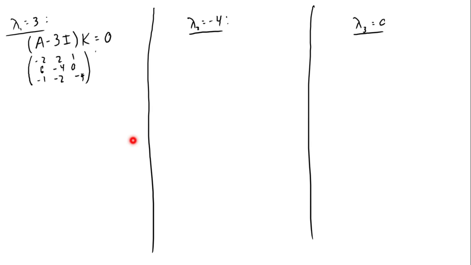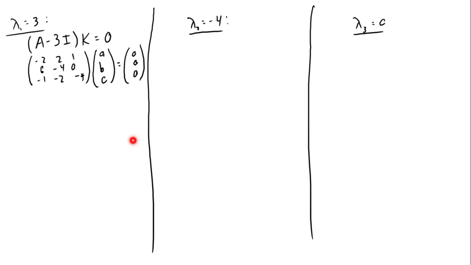Now times K. All right. Well, my goal here is to find K. So I don't know what the entries are for K, so I'll just call them A, B, and C equals. And again, the right side, it's not really 0. It's actually the 0 vector.